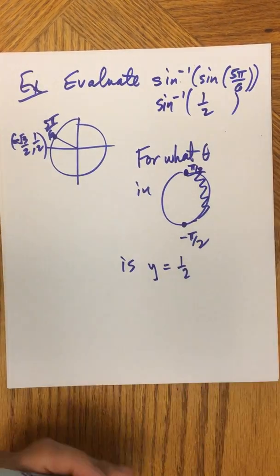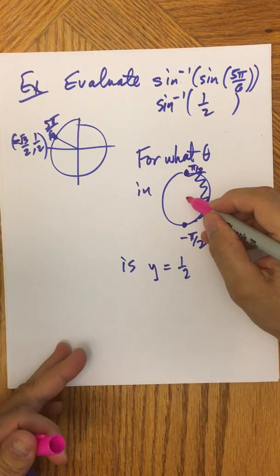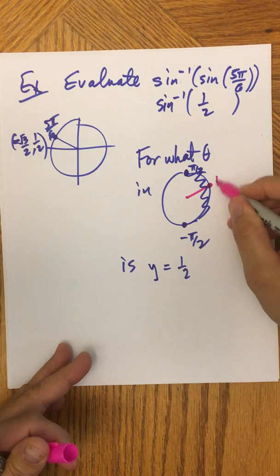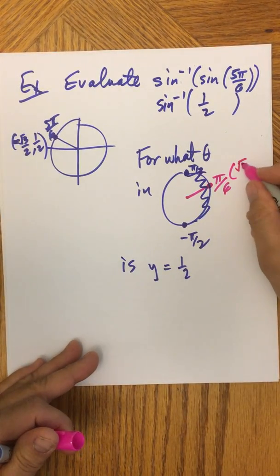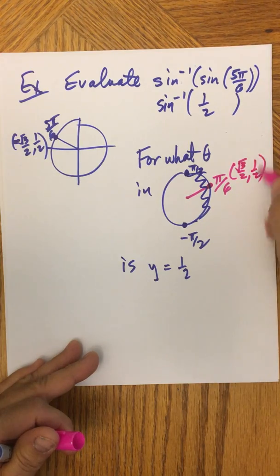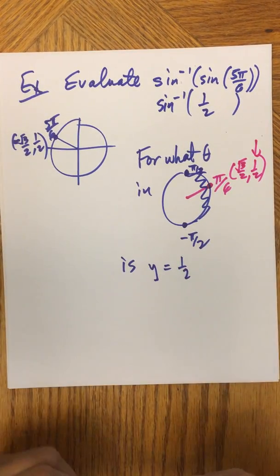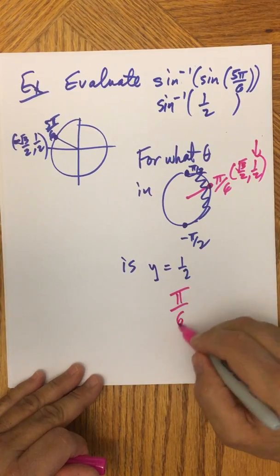So where is it that y is a half? A positive a half. So it's going to be over here at pi over 6, right? Because pi over 6 has square root 3 over 2 and then up a half. So that's what we're looking for there. So the answer is pi over 6.